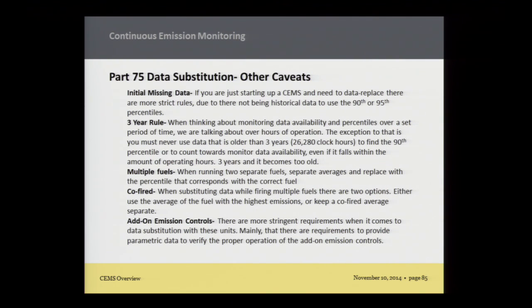The exception to that is you must never use data that is older than 3 years, which is actually defined in clock hours there, so they aren't saying operational years, right? They're saying clock hours, to find the 90th percentile or to count towards monitor data availability, even if it falls within the amount of operating hours, 3 years, and it becomes too old. Is that clear?